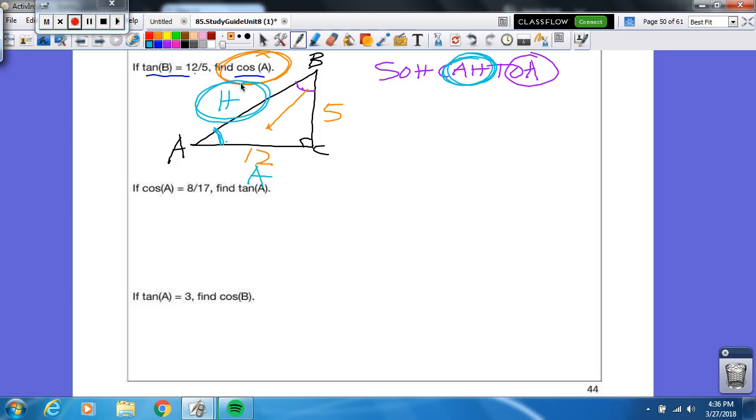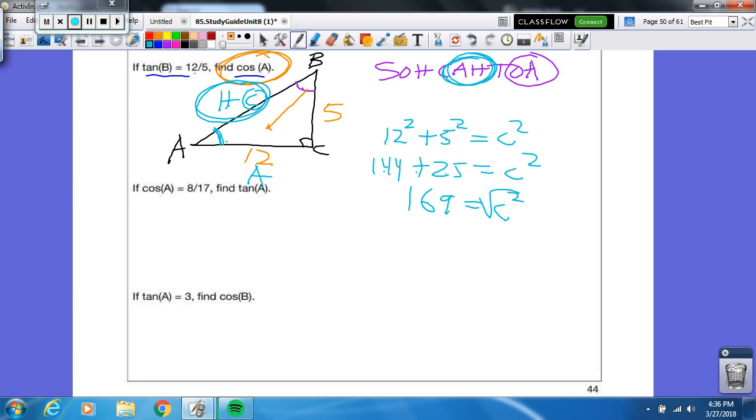Oh yeah, Pythagorean theorem. So this is the C, I guess you could say, in A squared plus B squared equals C squared. So you can do 12 squared plus the other leg squared, which is 5 squared, equals your hypotenuse squared, because I'm looking for the hypotenuse here. 12 squared is 144, plus 5 squared, 5 times 5 is 25, equals C squared. 144 plus 25 is 169. Next step, square root both sides, and 13 equals C. So we have 13 right here.